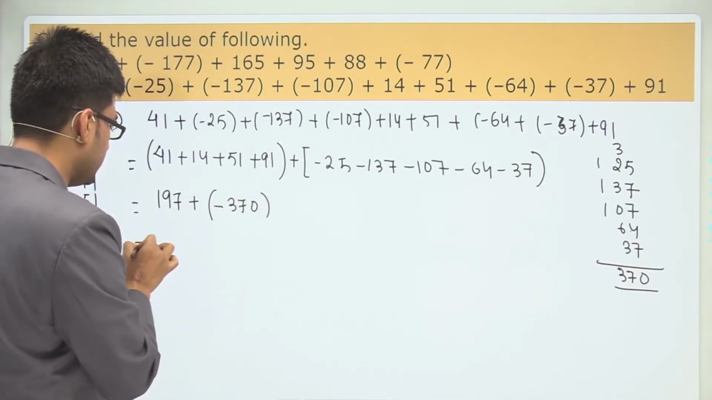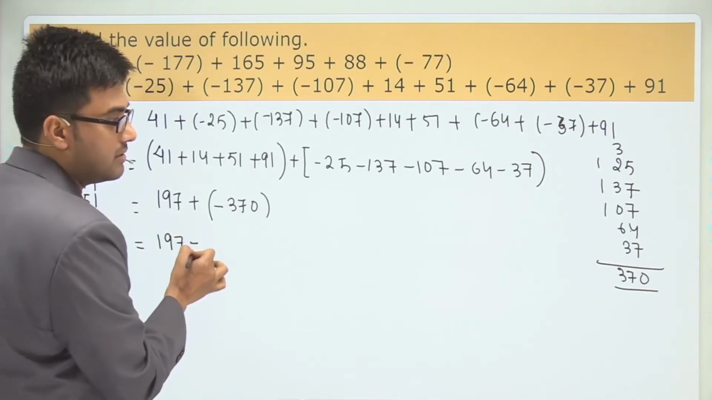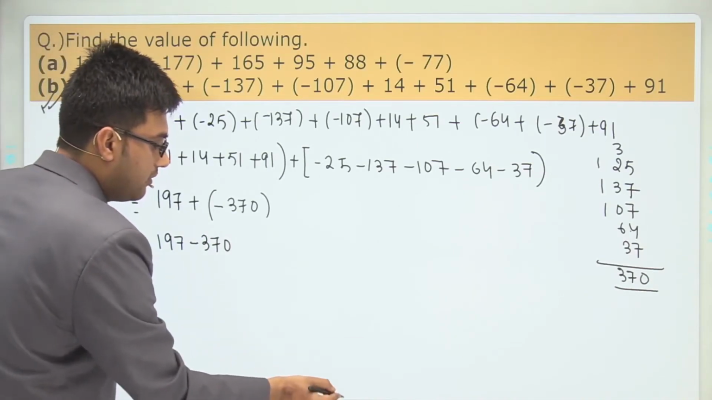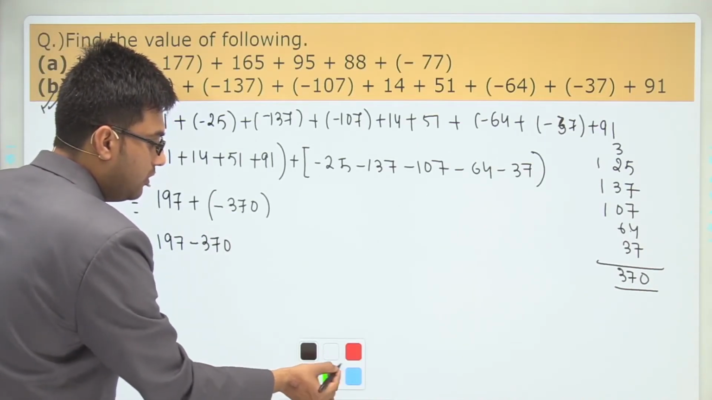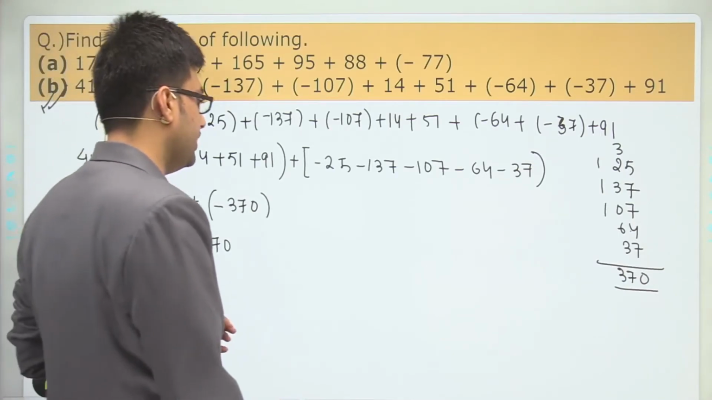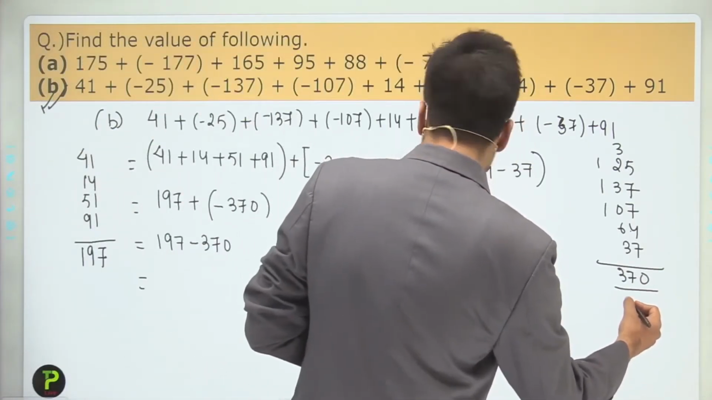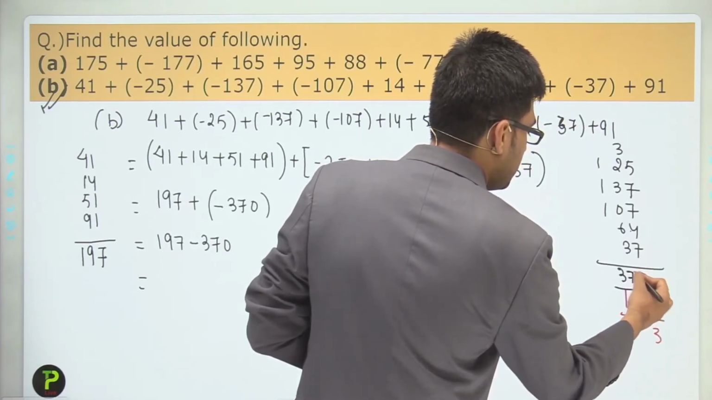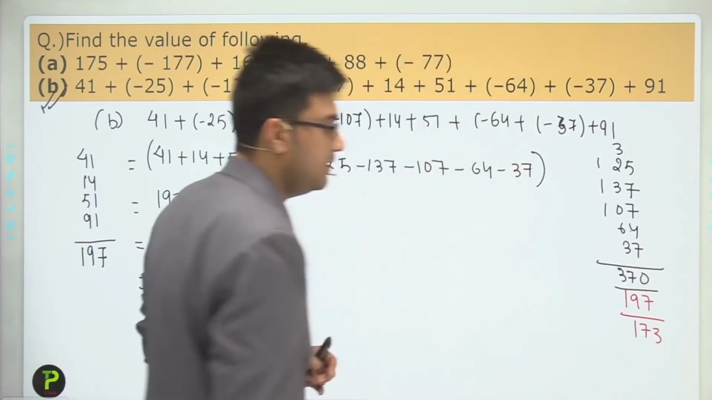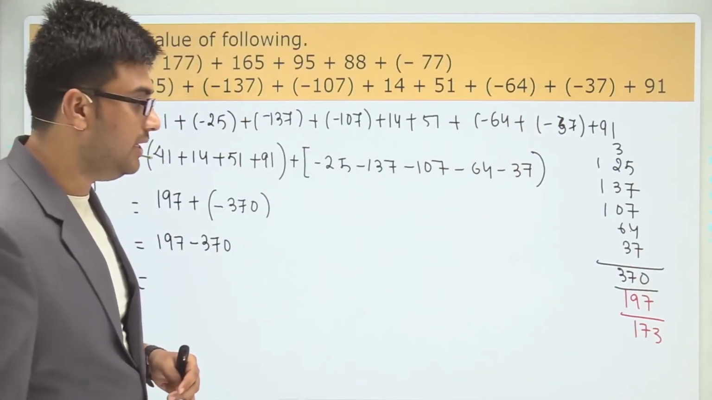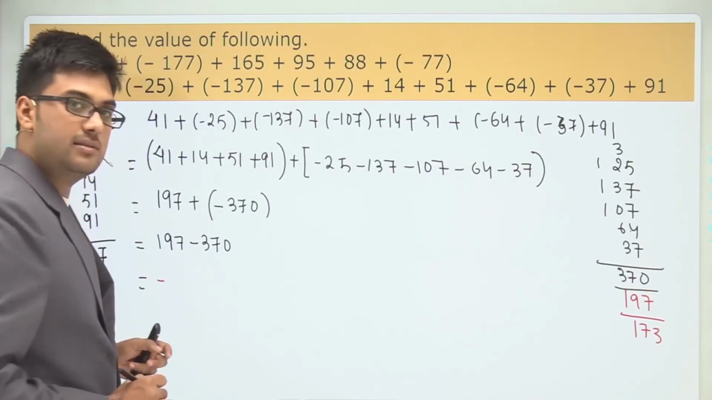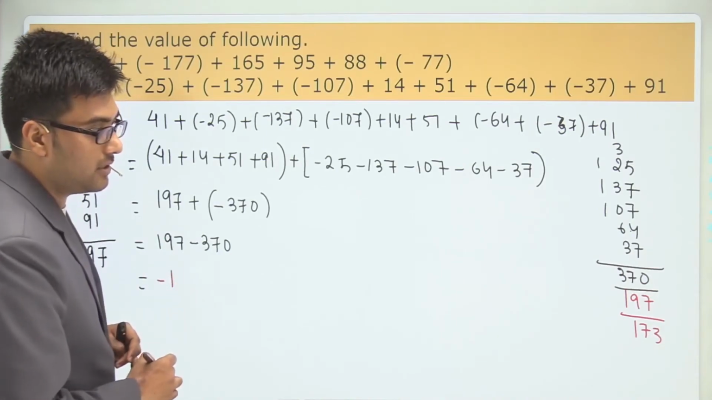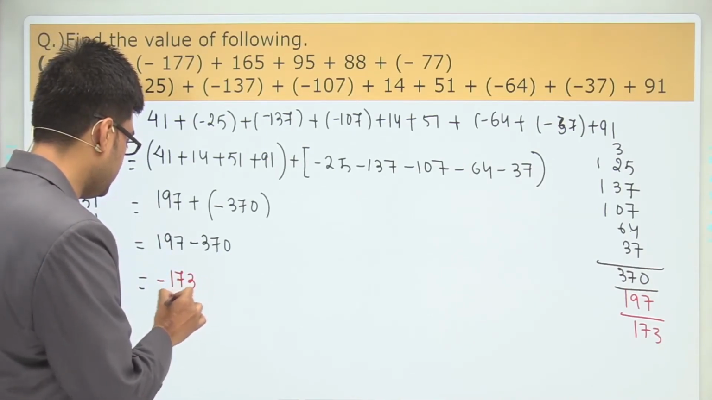So students, it is 197 minus 370. So what will we get, students? When we solve this, we have to take the difference of the numerical values of these two. What is the difference of the numerical values of 370 and 197? That is equal to 173. And we have to put a minus sign before this number because the negative number is the larger number here. So that is equal to minus 173.